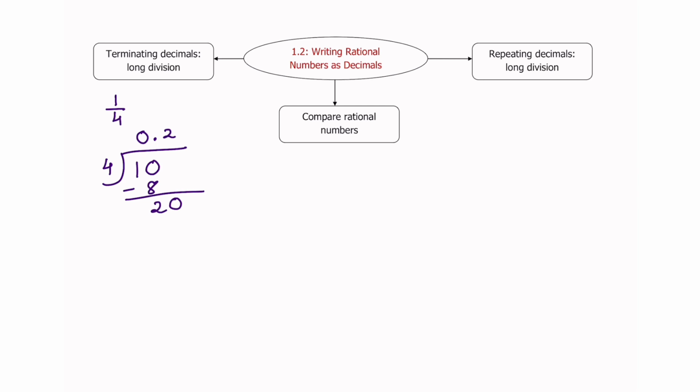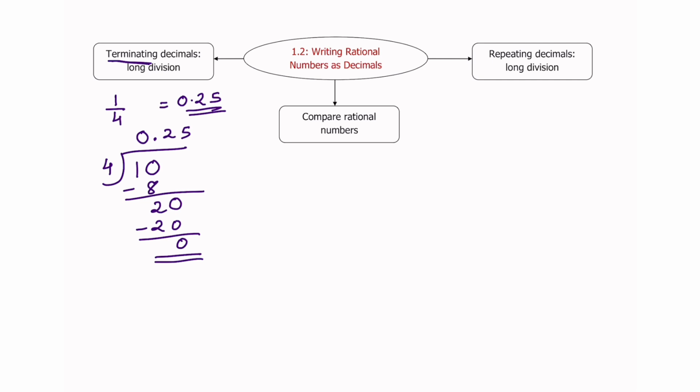It's done only once. Now 4 goes in 20 five times. So 4 times 5 is 20 and the remainder is 0. Do you see? It terminated. It ended. There is no going on and on. So the answer for this is 0.25. So that's how you do long division. Whatever your numbers are, you will be able to do this easily if you know your times tables. That's how this part is done.